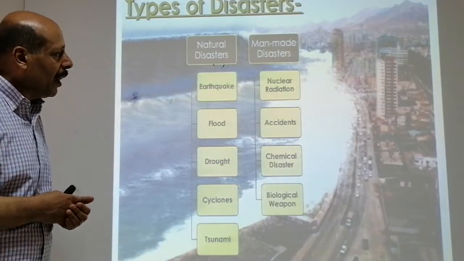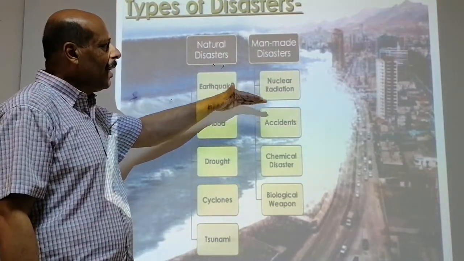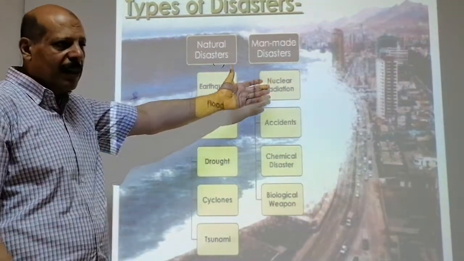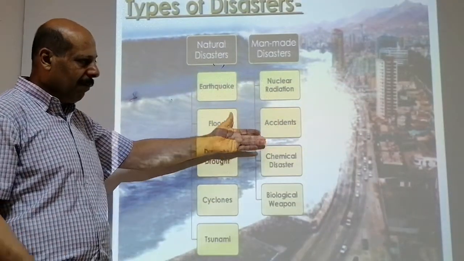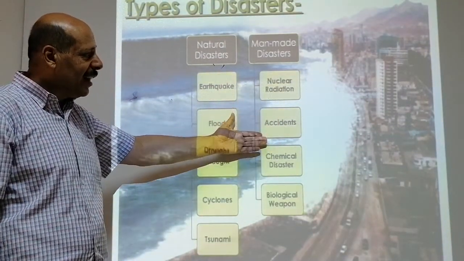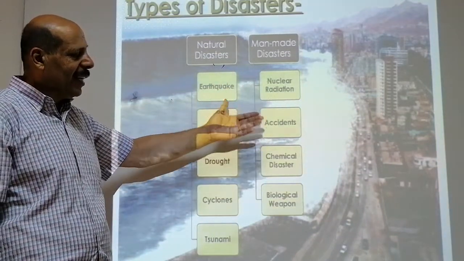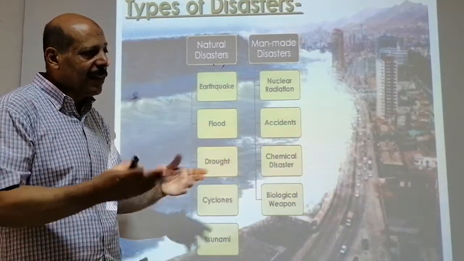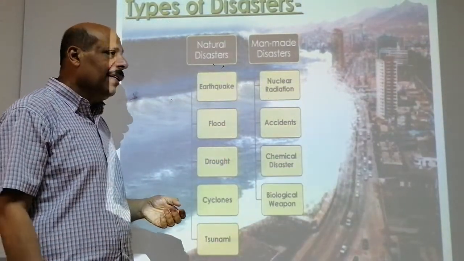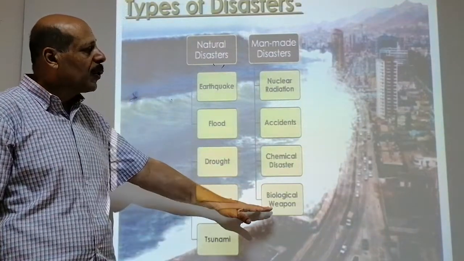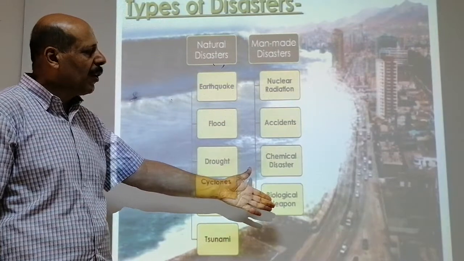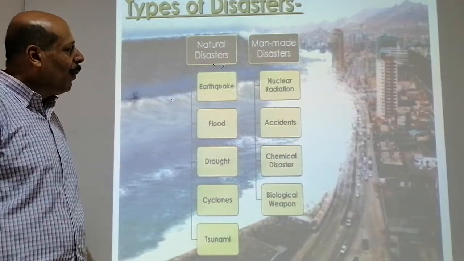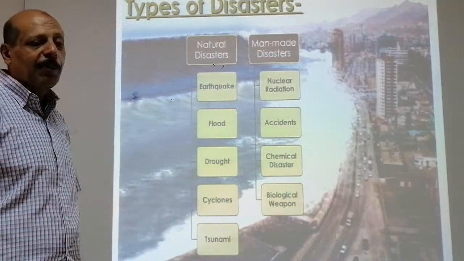changes in the environment. The man-made disaster includes nuclear radiation and nuclear weapons. It is a disaster which is made by man, by the human being: accidents, aircraft crashes, wars, chemical disasters, chemical explosions. Also biological weapons and biological wars, viral and bacterial war, all might be made by the human being.